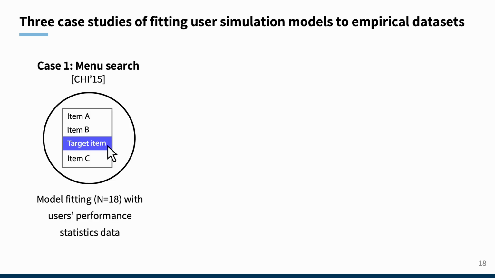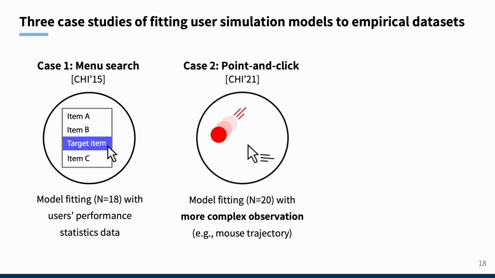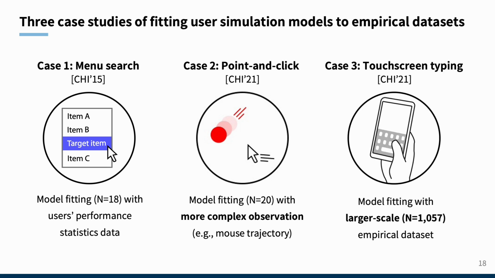First, we fit a model of menu search behavior based on user data of their simple performance. Then, we considered more complex data types, fitting a model of point-and-click behavior using time series observation data like mouse trajectory. Finally, we showed that a larger scale of inverse modeling is possible by fitting a touchscreen typing model to an empirical dataset of over 1,000 users.